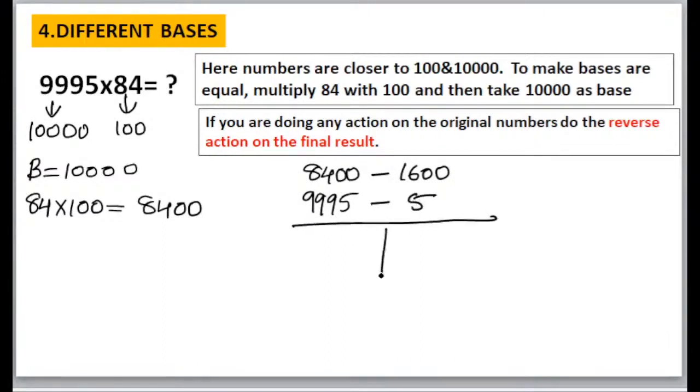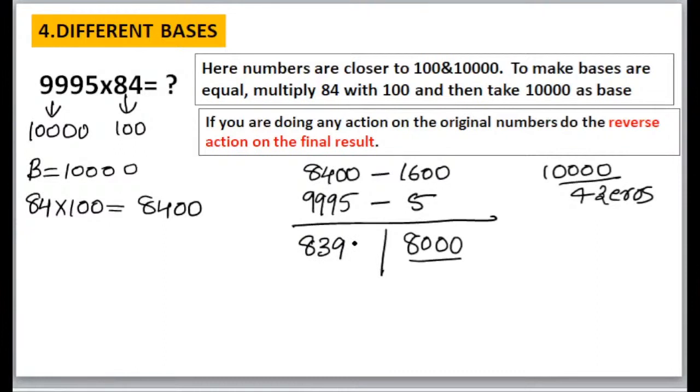So your RHS has positive. 16 into 5 is equal to 80. So 8,000 is your RHS. Your base has 4 zeros. So your RHS has 4 digits. So that's okay. Then 8400 minus 5 is equal to 8,395. So your answer is 8395, 8000.